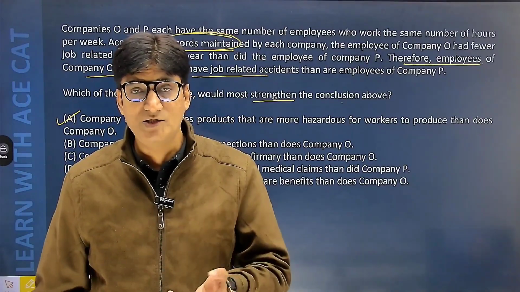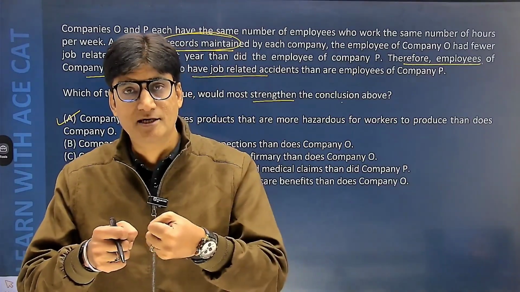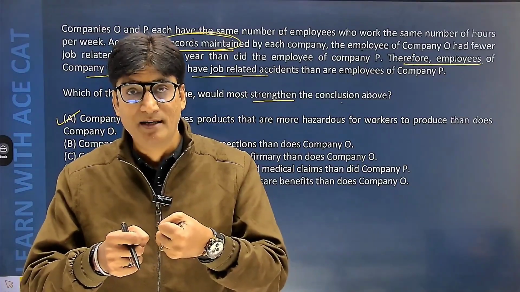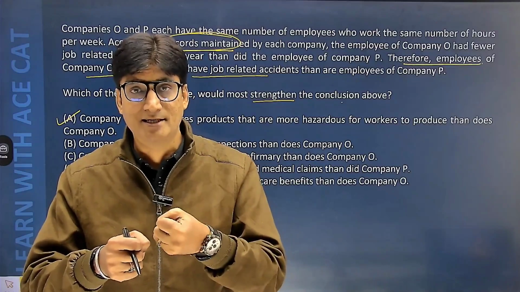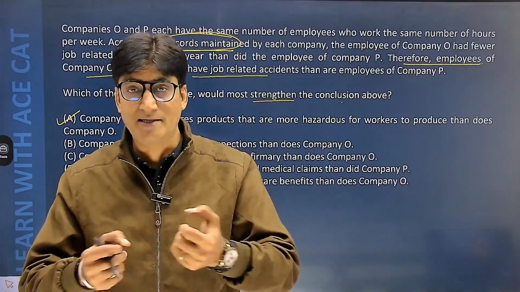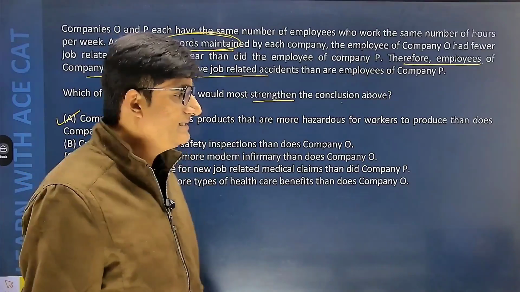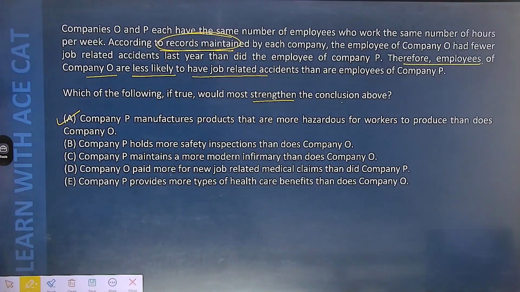Don't you feel like first option actually gives a boost to this conclusion? Even first option says that P में job-related accidents होने के chances ज़्यादा हैं, तो यहाँ पर conclusion strengthen हो रहा है. Yes, first option is indeed the correct answer. बाकी options आप लोग सोचें students, no one is correct.